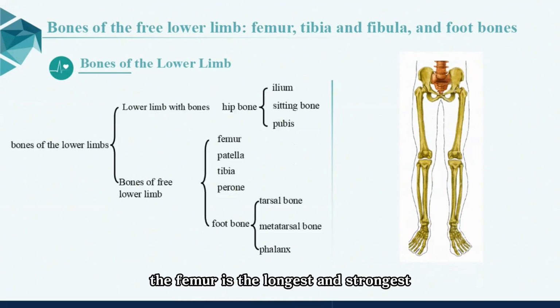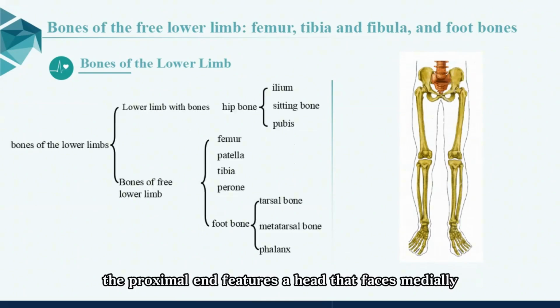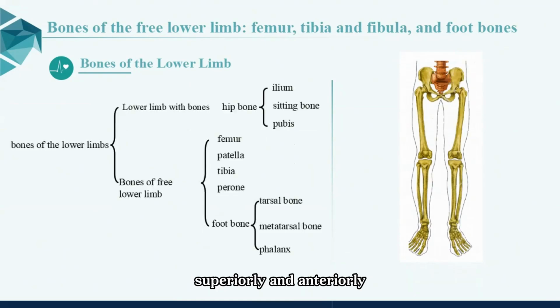The femur is the longest and strongest long bone in the human body. Its length is approximately 1/4 of the body's height. It consists of a shaft and two ends. The proximal end features a head that faces medially, superiorly, and anteriorly. It articulates with the acetabulum.